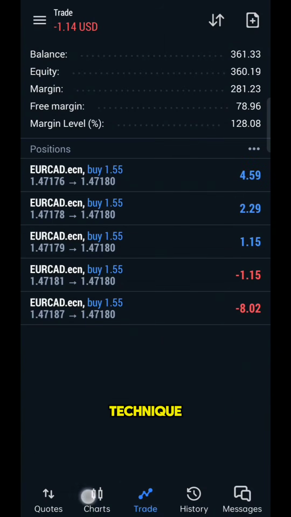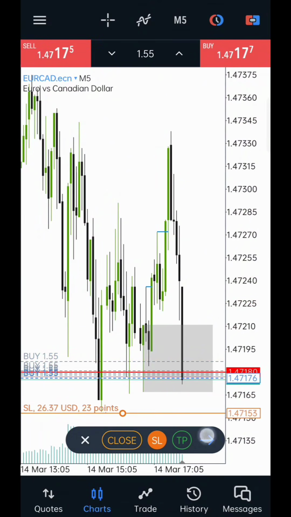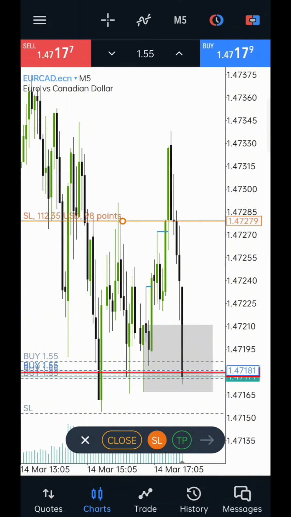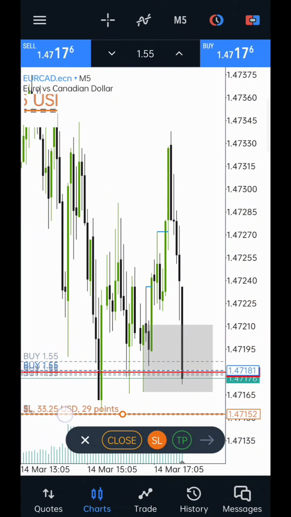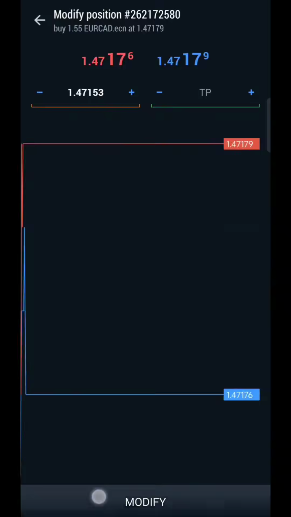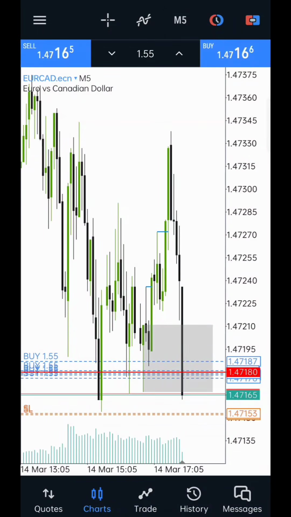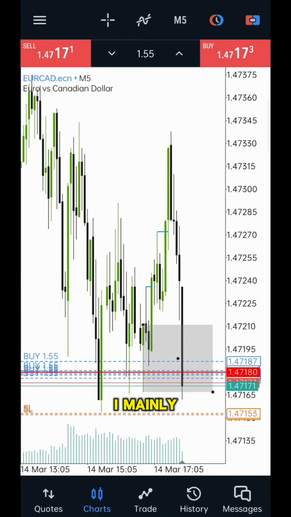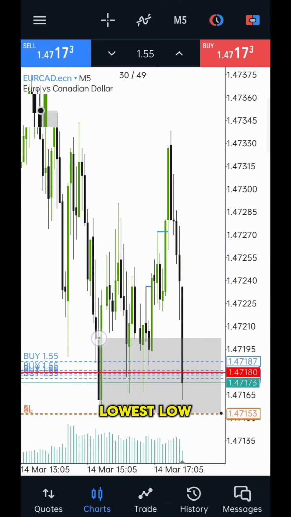As part of my technique, I always place my stop losses below the demand zone, or above the supply zone area. Guys, I mainly positioned my stop losses below the swing low, thus, I expanded my demand zone to the lowest low.